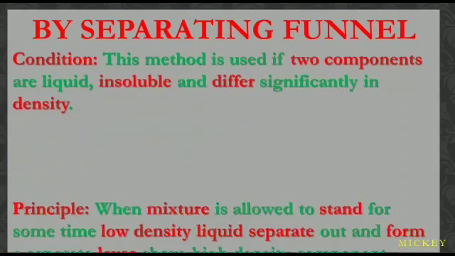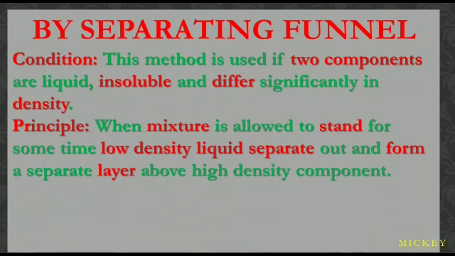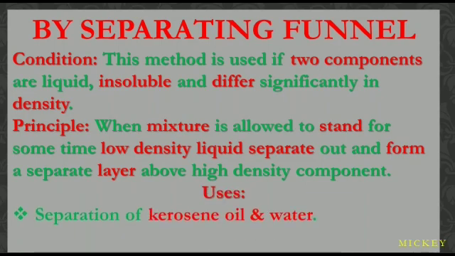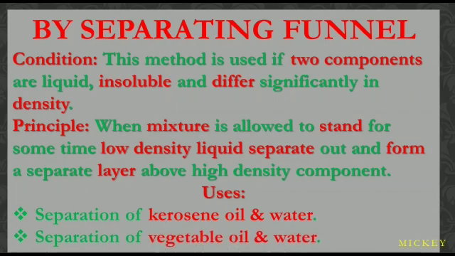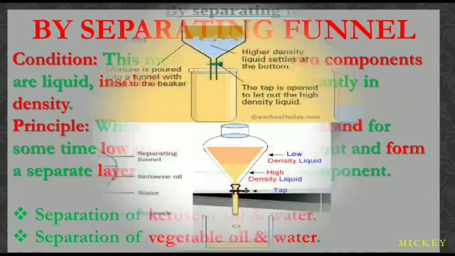The next technique is use of the separating funnel. In this scenario, it is used to separate two components which are in liquid state but are insoluble and differ very significantly with respect to their density. Normally, when you allow the mixture to settle down for some time, you'll see that the low density liquid separates out and a different layer is formed above the high density component. It is used basically for separation of kerosene oil and water, and vegetable oil and water.